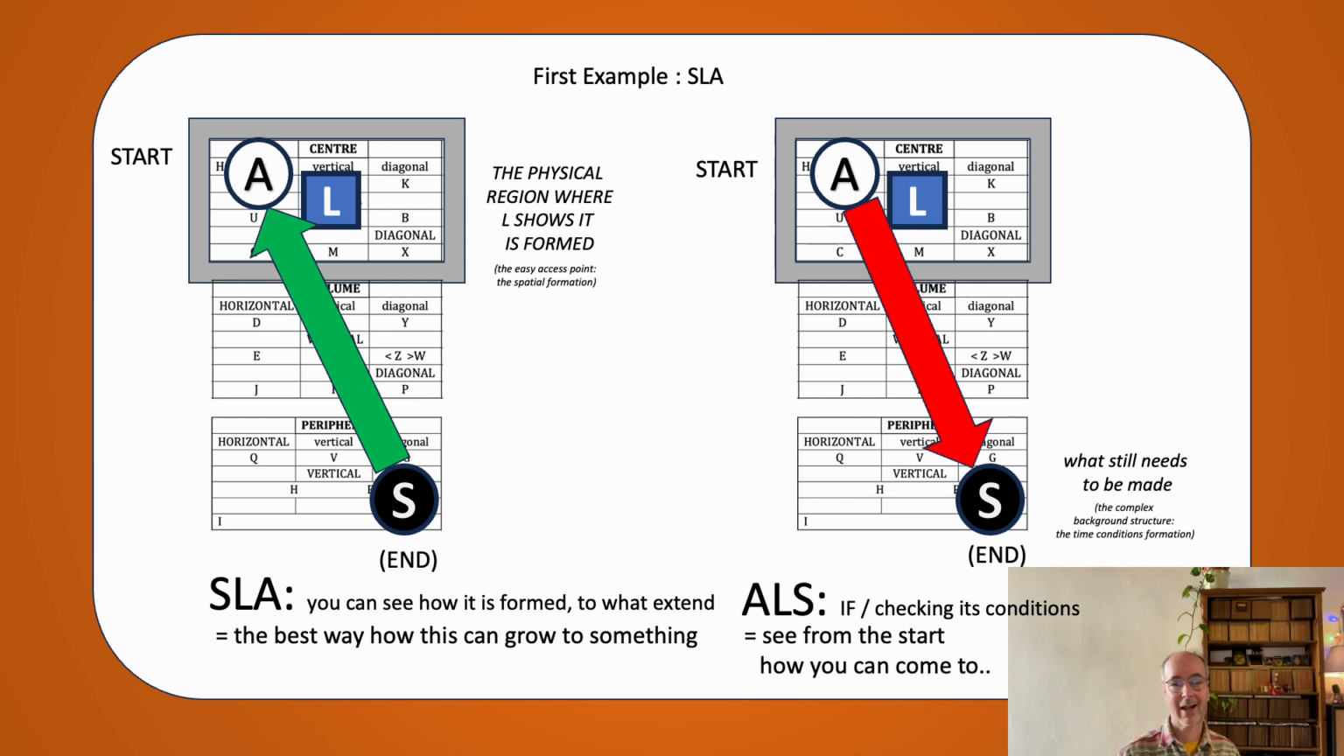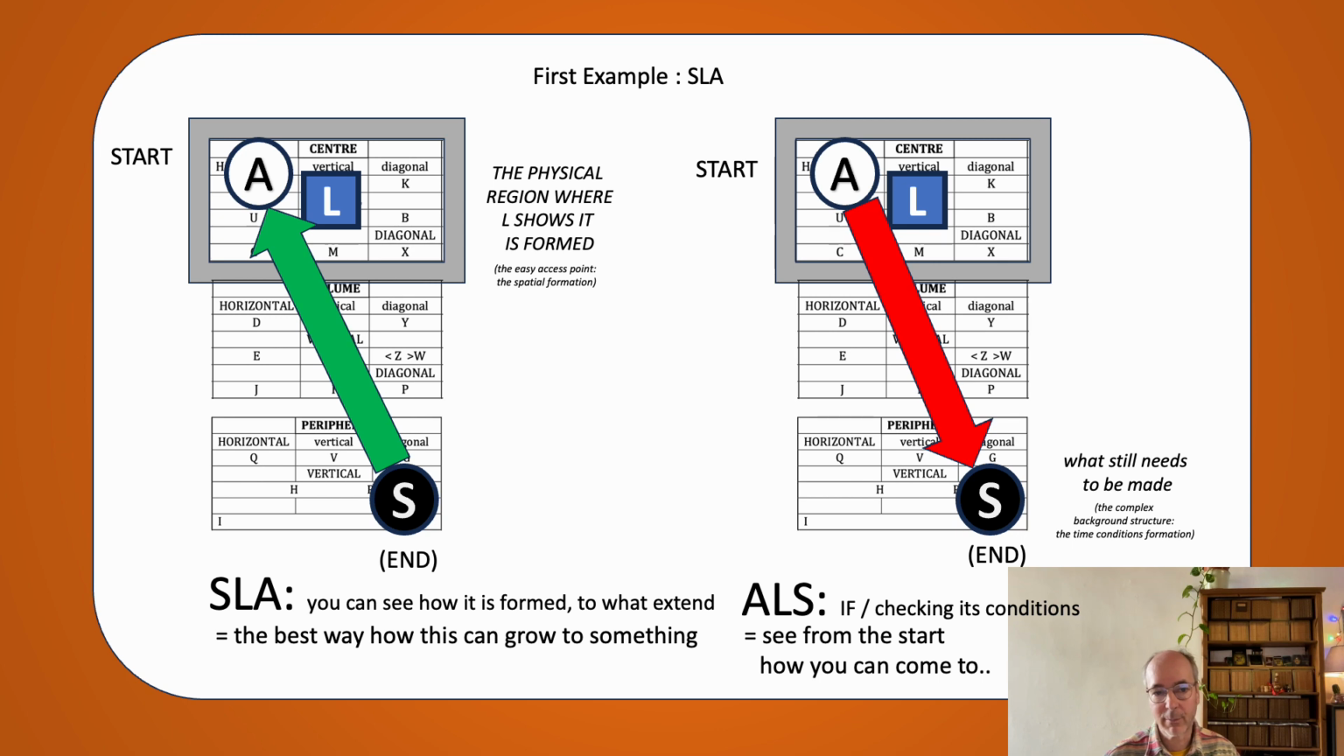The other way around, als, you start from the center point of view, so from our point of view, to L, to the formation process, and end with the S, so then in the position where things still need to be made, the complex background structure, with its time-based conditions of formation in which the formation can take place. Als means if, so it is checking out what needs to be formed and what needs to change.